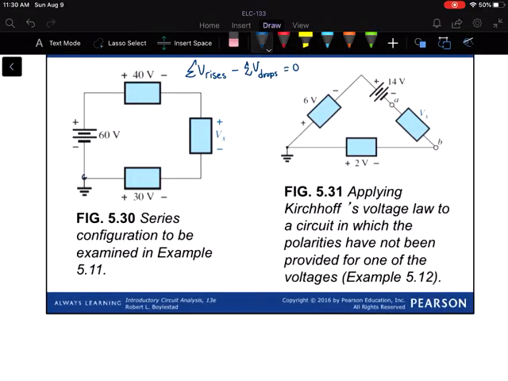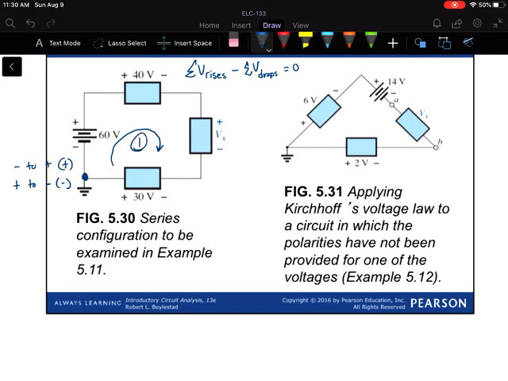I like to start down here in the bottom left and go in this clockwise direction when I write my equations. And when I go from minus to plus, I add that. And when I go from plus to minus, I subtract that. So let's write an equation for this first circuit.